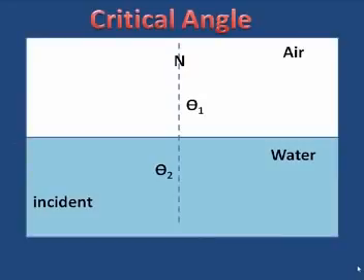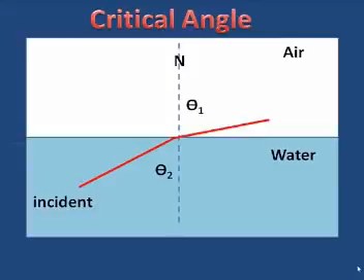Now one more thing, something called the critical angle. Suppose the incident ray went from water to air. The ray will bend away from the normal. So if I had a larger angle of incidence, theta 2 was larger, what happens is it will now bend farther from the normal when it reaches the air. And if I had an even larger angle of incidence, it will bend even more.